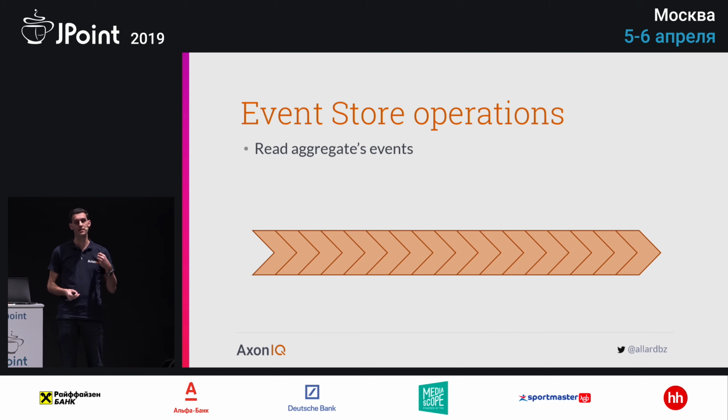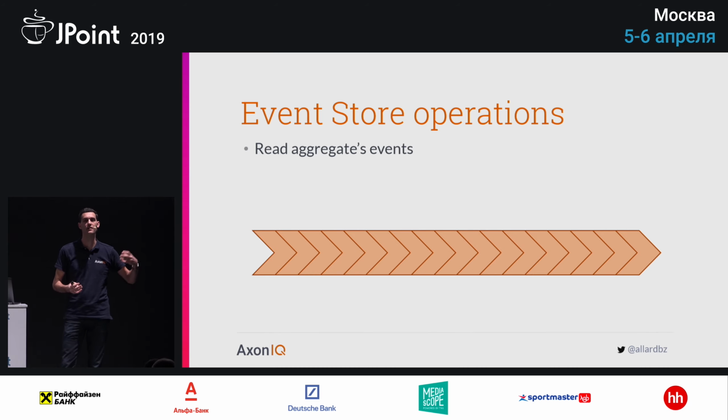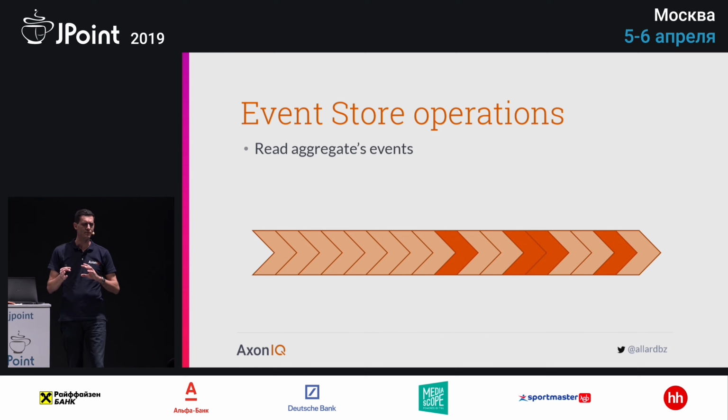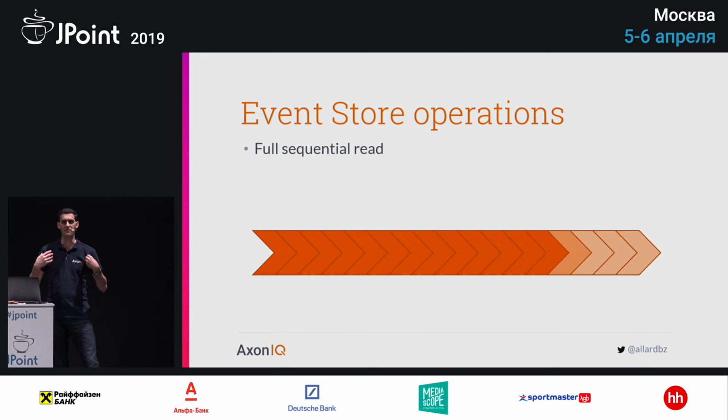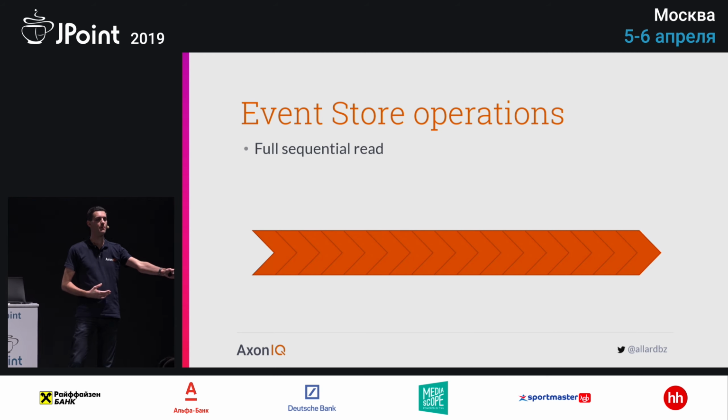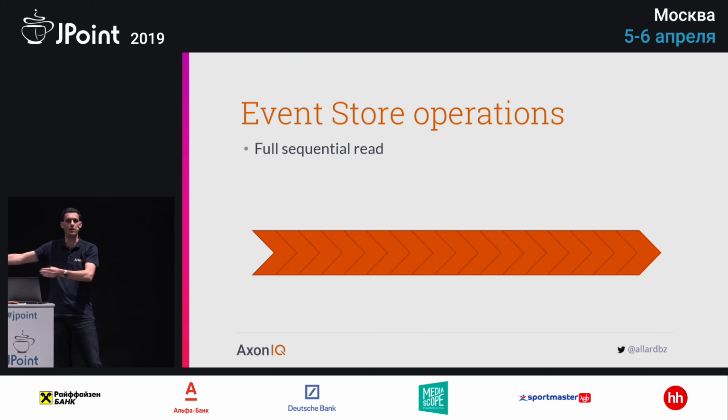Another operation that it needs to do is to read the aggregate's events. So read the events that were generated before by a specific aggregate. And there's a very typical pattern that the most recent events are most likely to be read. Right? The older events become, the less likely they are read. And we'll see why in a couple of minutes. And the last one is a full sequential read. That's where an event handler would start reading from some point and just wants to read events going forward, right?